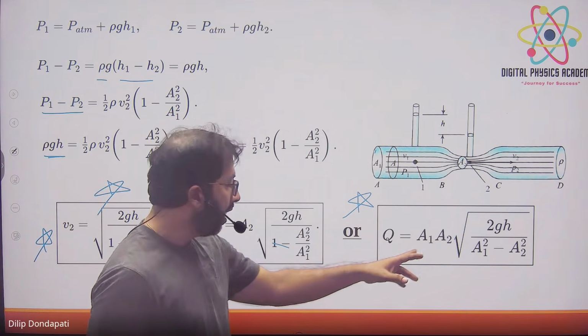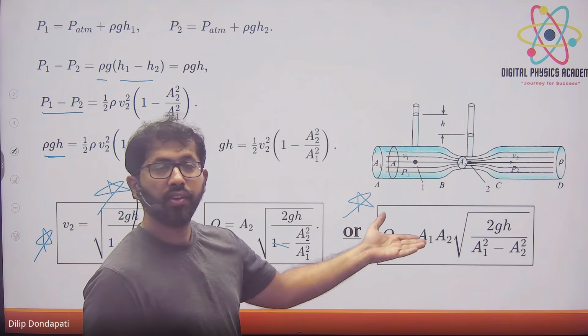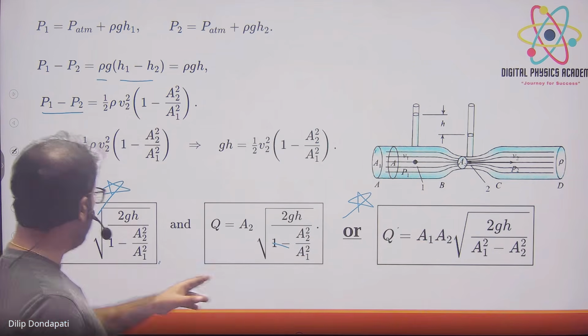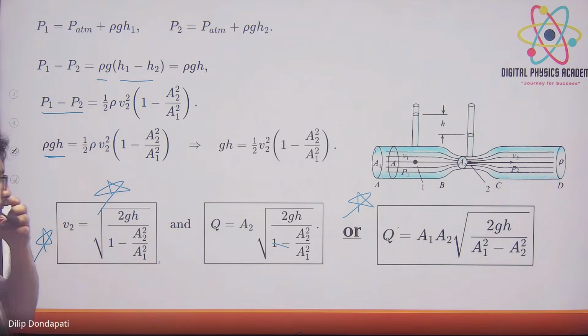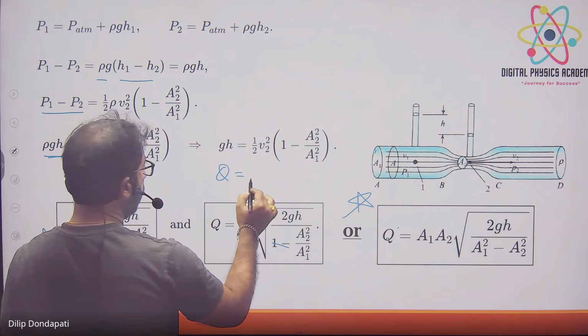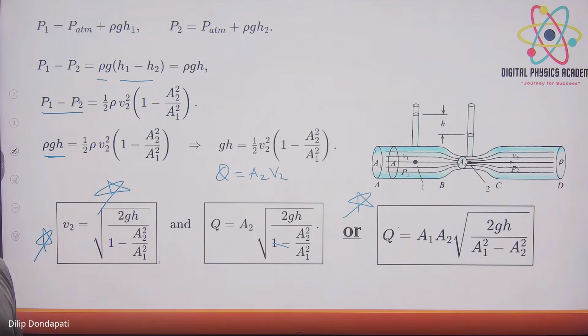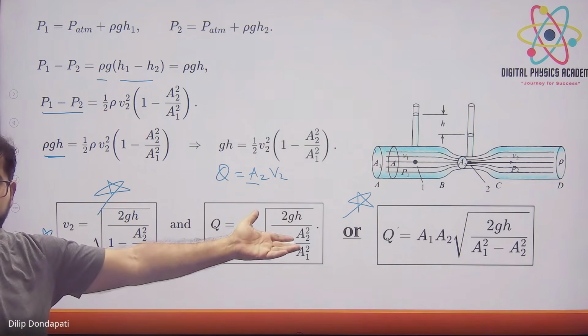See, if you can memorize this one, you can find the velocity. How to find velocity? Divide by that area. Directly, see, Q is equal to A2 V2. From this, V2 is equal to how much? Divide by that particular area and you will get the velocity. If you remember the rate of flow formula, that is enough.